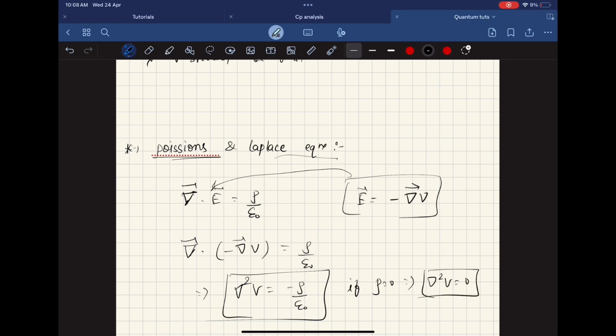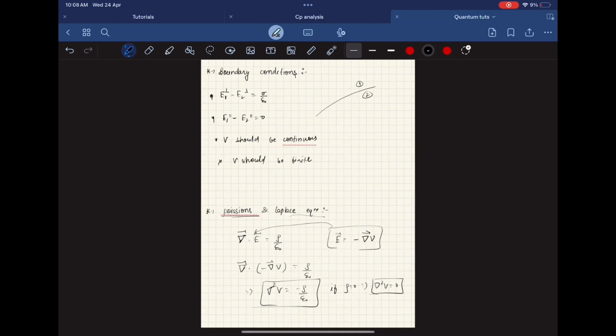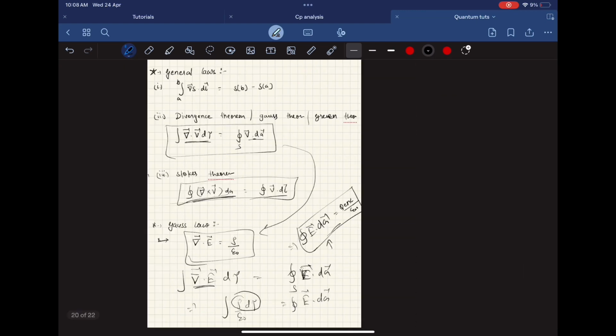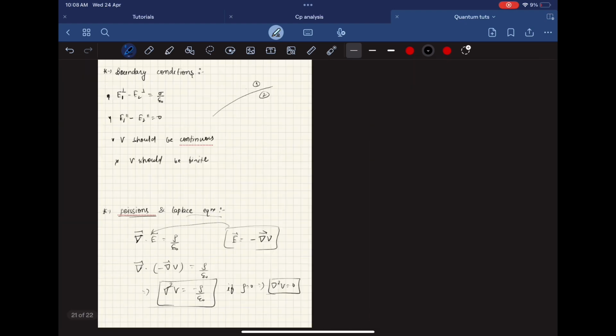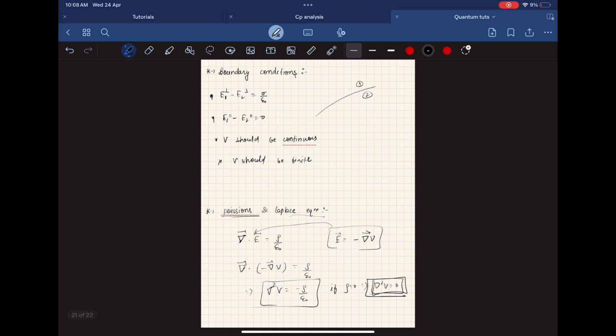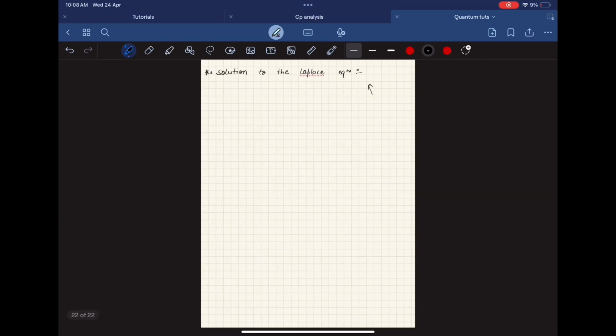This video is very long now, so let's discuss the solution to the Laplace equation, del square V equals 0, in the next part of this video. So stay tuned.